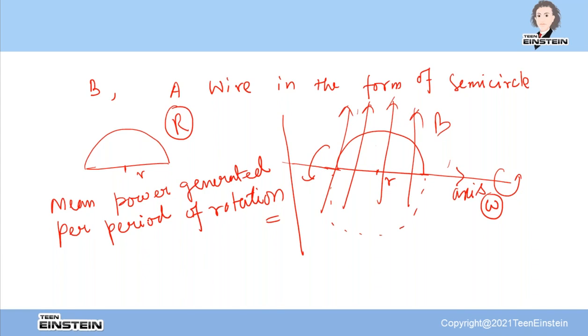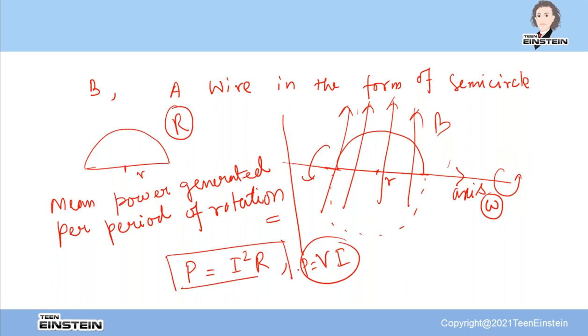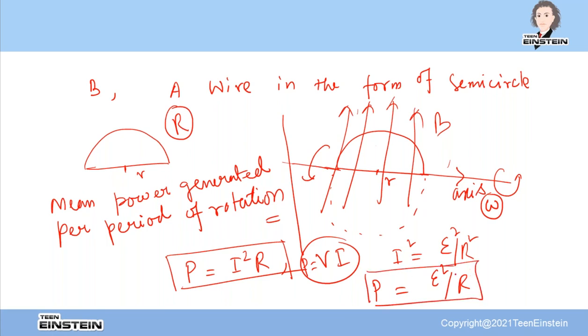Okay, so how to do that? Power means, first of all, what is power? Power means I square R, or V into I, whatever. So P is equal to V into I, where E means voltage drop or potential difference, and this is the current. So I can write I is equal to E by R, the induced EMF by R. So I square is E square by R square, and basically I'll get E square by R. R is given already. What is E? That is what you have to find out.